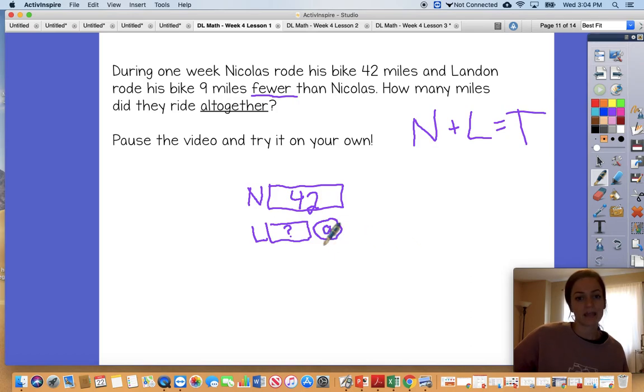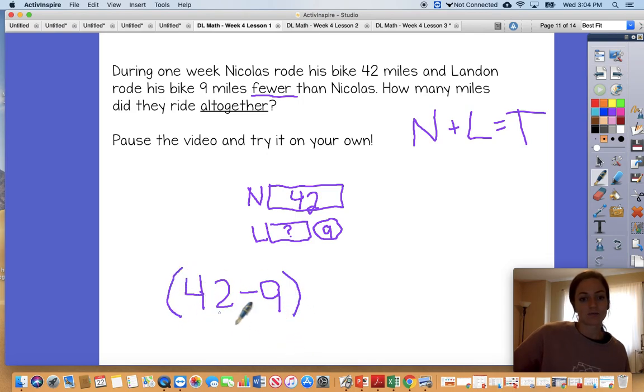Okay, how can I figure out how many Landon did? I need to subtract, right? I need to take the 42 miles that Nicholas did minus the 9, that's the difference, and that will tell me how many Landon did. Okay, so right here in this parentheses will tell me how many miles Landon rode his bike. 42 minus 9, I'm going to stack them on top of each other to make it a little easier.